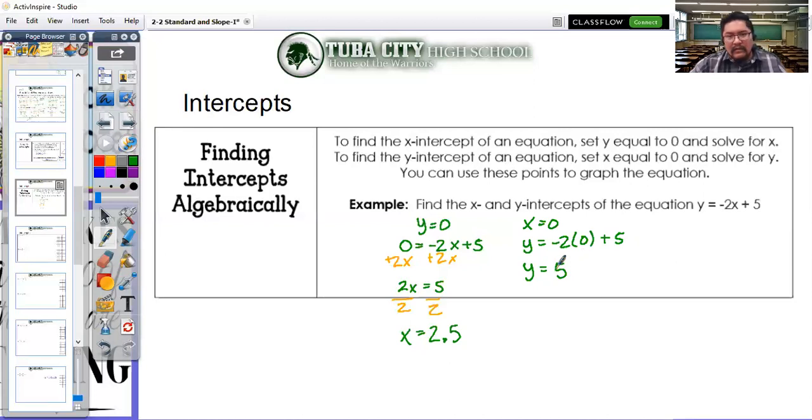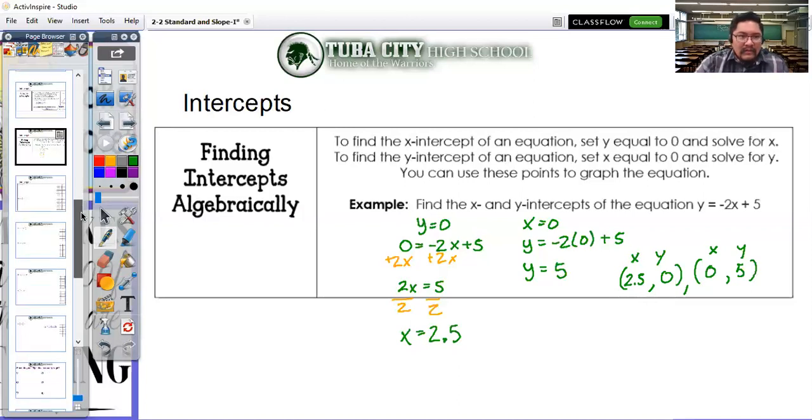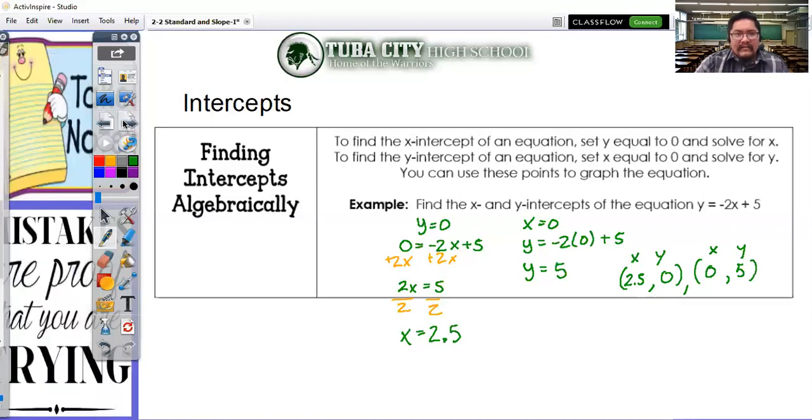Now for this one, it wants us to put it into an ordered pair, x and y. The x value here is 2.5, and that's why I put it into a decimal, so it makes an ordered pair a little bit nicer. Over here, the y value should be 5, because it says y equals 5, so I put it in the y spot. And x is 0. If I really wanted to graph it, which I'm not going to right now because we'll be working on that in just a minute, those are the two intercepts that we're looking for.